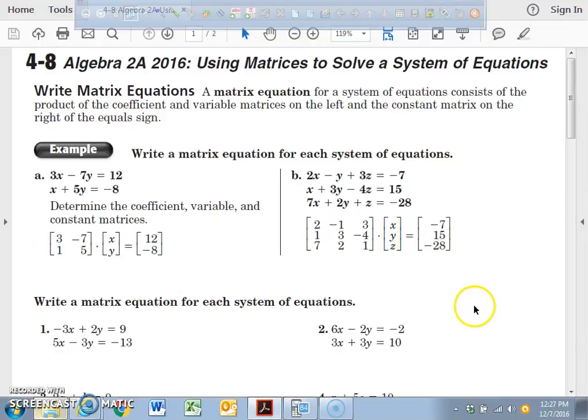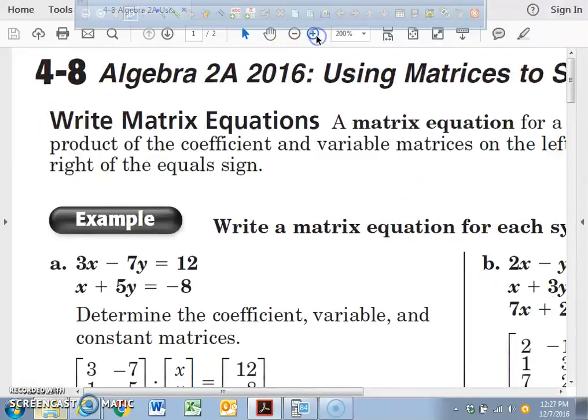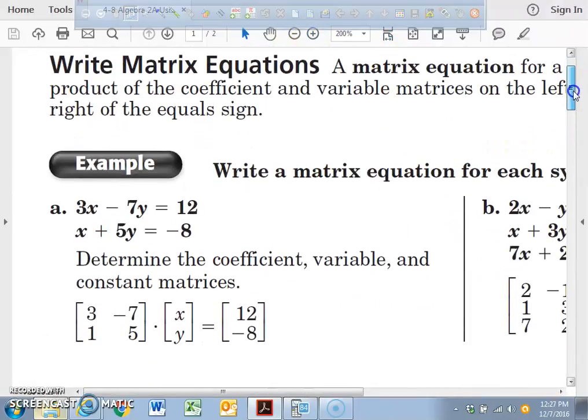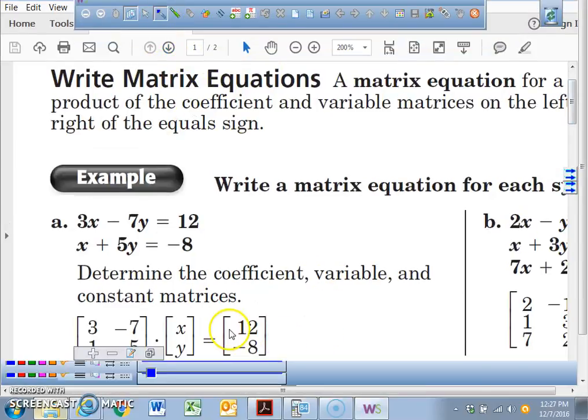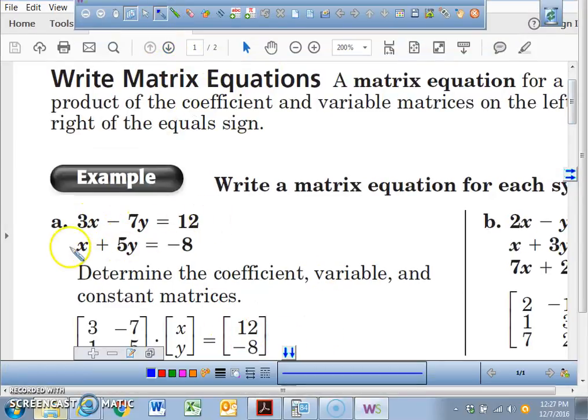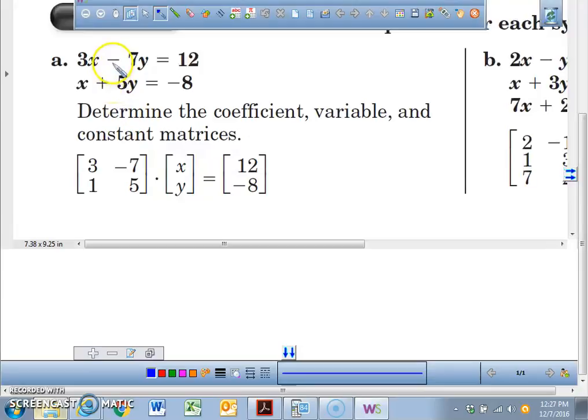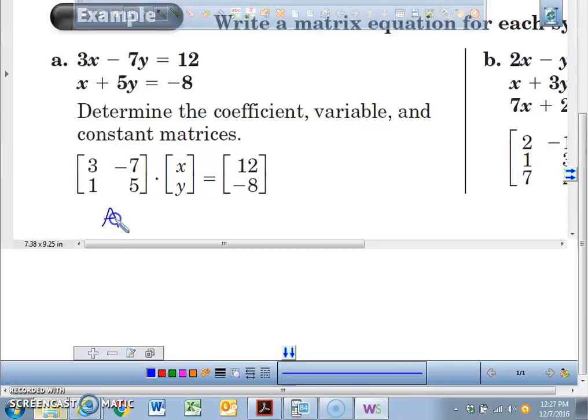Congratulations, you've made it all the way to Chapter 4, Section 8, which deals with using matrices to solve systems of equations. So what I want you to do right now is we're going to zoom in on the example you put into your journal right here. Okay? And what I'd like you to do now is this system of equations has been written into a matrix. I want you guys to label this matrix, matrix A. Make sure you put matrix A right there.